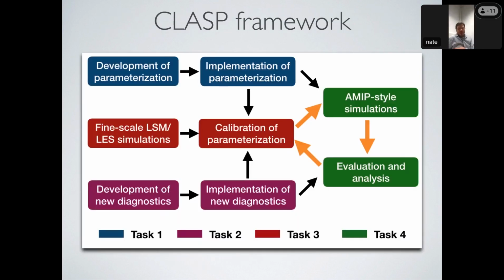This is the CLASP framework. CLASP was built around three tasks. One was to develop the parameterizations, and we'll talk about the different parameterizations that emerged from it. Another was to use large eddy simulations tied with the development of new diagnostics to figure out if we were going in the right direction, as a feedback between all these different ideas to lead to improved parameterizations. And at the end, to do some AMIP style simulations to see the impact of these parameterizations on the global climate. Next slide.